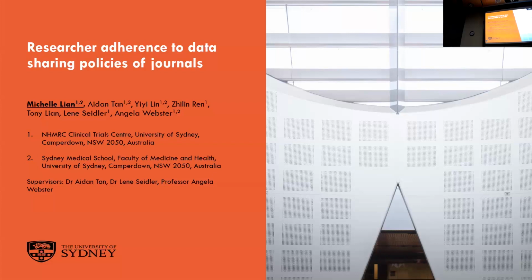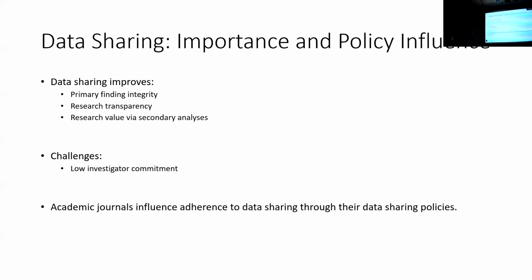Hi everyone, so my name is Michelle and I'll be presenting research on adherence to journal data sharing policies. So we all know that data sharing remains important for improving research value, to check the integrity of primary findings and enable the conduct of secondary analyses. But despite these known benefits and high in-principle support, researcher intentions to share data rarely align with best practice.